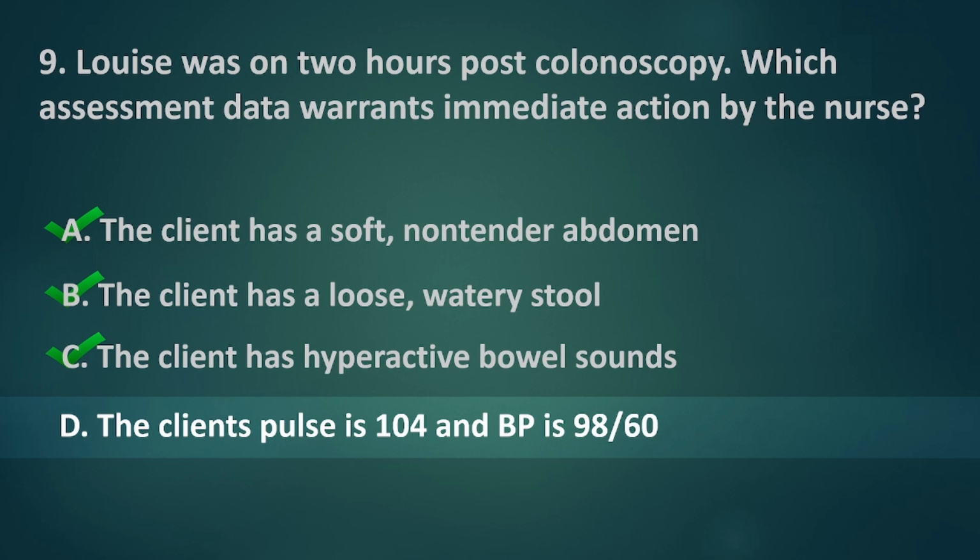Client's pulse is higher than normal, which indicates that the body is trying to compensate for a low blood volume. Low blood pressure is also correlated to low blood volume, which would indicate that a perforation could have happened in the bowel and internal bleeding might have occurred. This would warrant the nurse to take immediate action. Therefore, the correct answer is letter D.